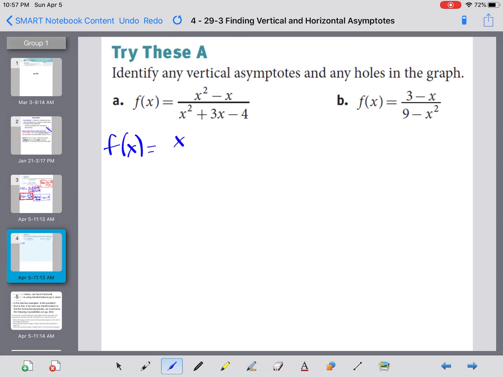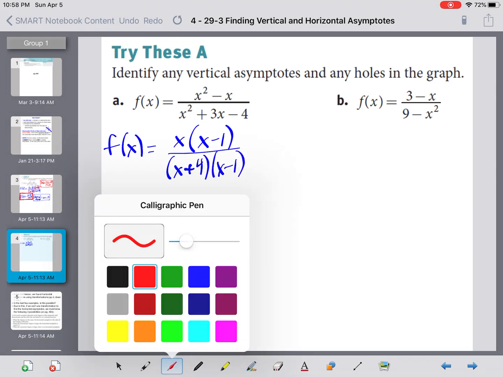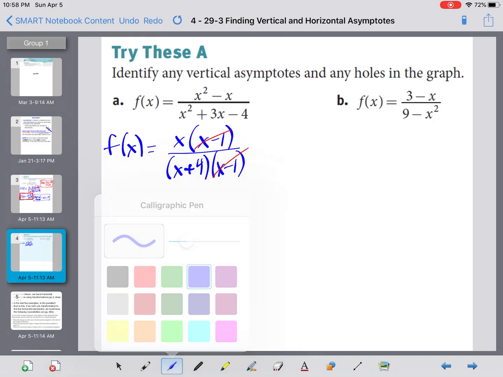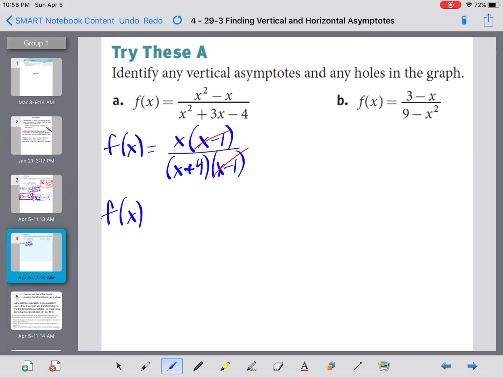Okay, so let's see what you did. Up top, you should have factored the X out, and we'd have X over X minus 1. On the bottom, this factors to X plus 4 and X minus 1. All right, so right away, I can see there's a hole. X minus 1 is going to reduce. I'll come back and finish up that hole in a second. So my new function here is going to be X over X plus 4. I'm just going to box that because I want to remember that's what I'm using from here on out.